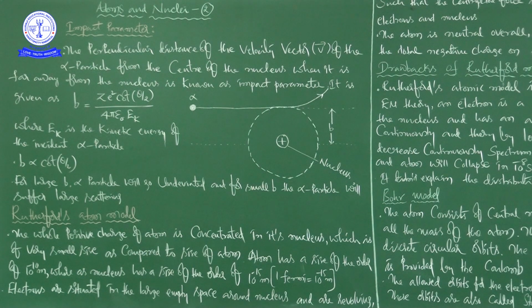Next, Rutherford's atom model. First he will explain Rutherford's atom model, then the drawbacks of the Rutherford model, then the Bohr model, and after that we will discuss the drawbacks of Bohr's atom model. We will start with Rutherford's atom model. Listen carefully, every line and every word is important here.